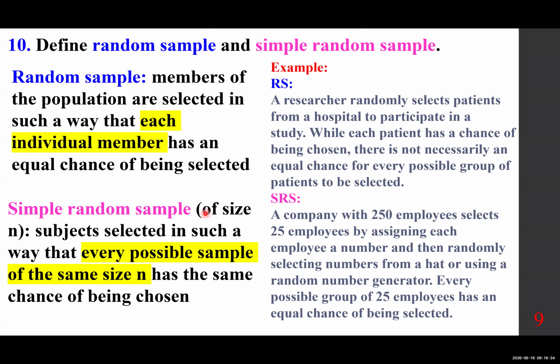SRS, simple random sample: a company with 250 employees selects 25 employees by assigning each employee a number and then randomly selecting numbers from a hat or using a random number generator. Every possible group of 25 employees, and that's a key, every possible group of 25 employees has an equal chance of being selected. That is simple random sample.